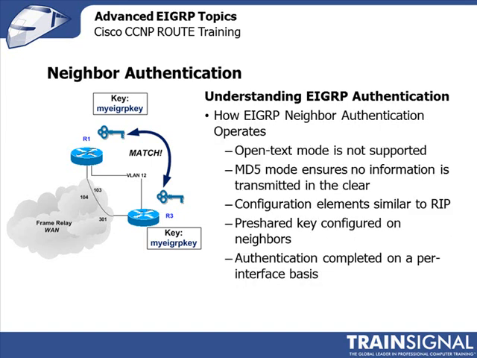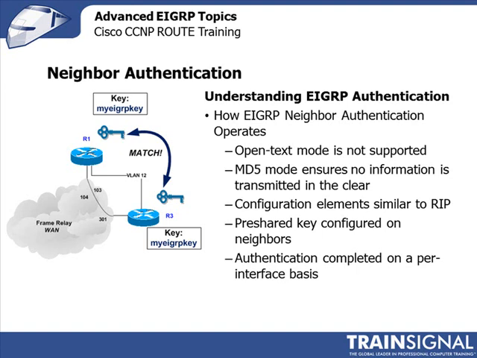So how does EIGRP neighbor authentication actually function? Well, it's interesting to begin with that open text mode is not supported. In a number of other protocols, it is an option, but not in EIGRP. Only MD5 is used, and it is used to ensure that no information is transmitted in the clear. MD5 creates a 128-bit hash that cannot be easily broken.